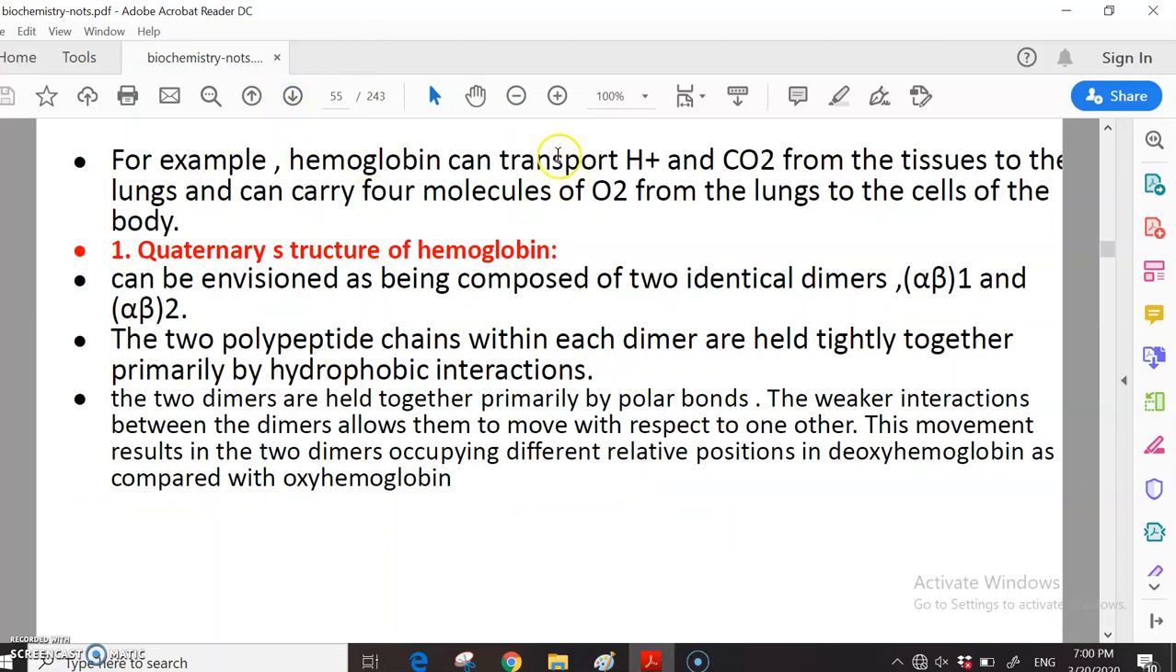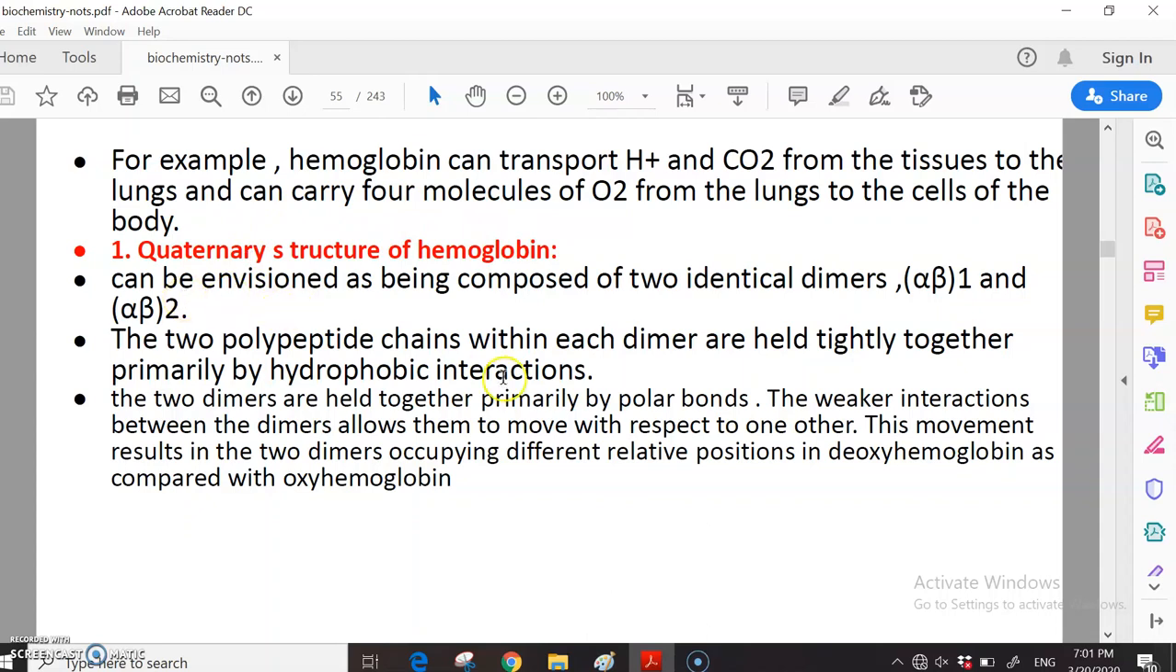وظيفة الهيموغلوبين can transport hydrogen ion or hydronium ion and carbon dioxide from tissue to the lungs and can carry 4 molecules of oxygen خلال عملية التنفس from the lungs to the cells of the body. Structure of hemoglobin is quaternary structure.